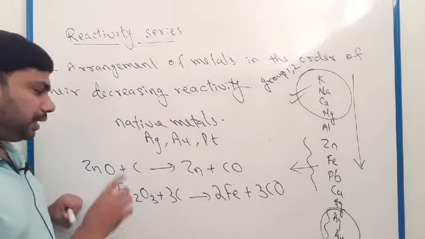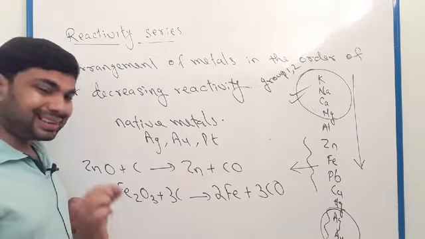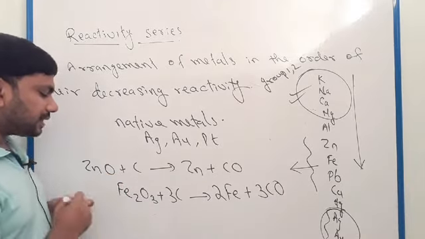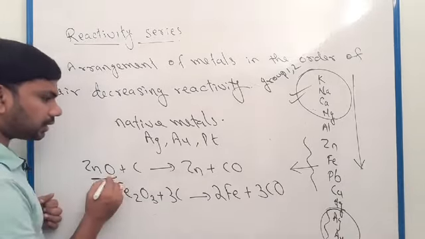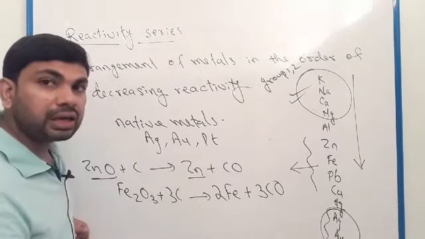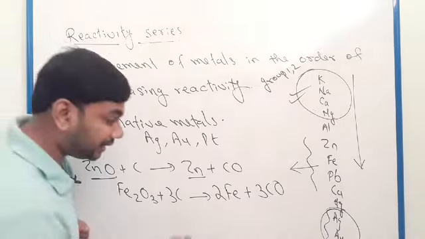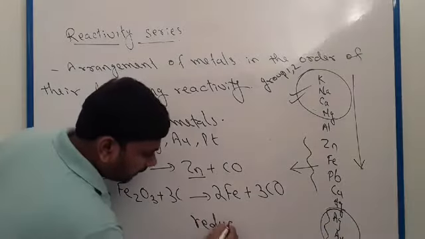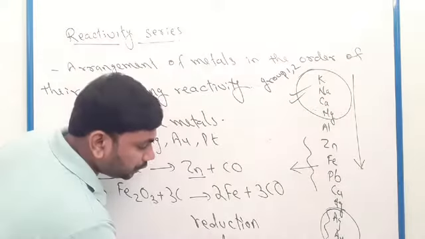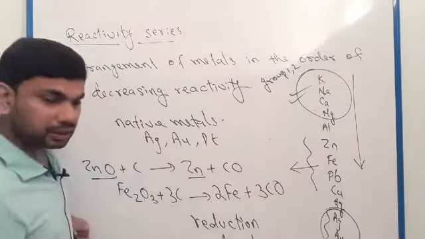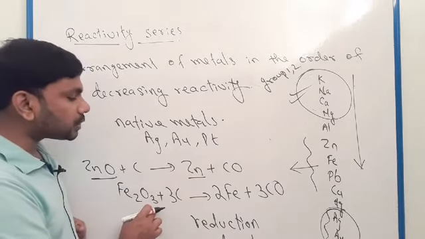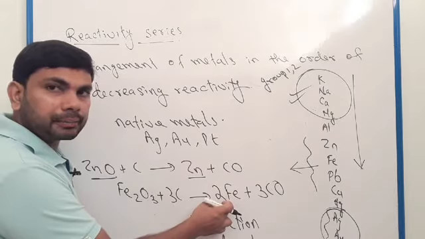Reduction means we can remove oxygen. Look here, zinc oxide changed to zinc after removing oxygen. Removal of oxygen is called reduction. So reduction means we reduced. Here zinc oxide is reduced to zinc, iron oxide is reduced to iron.